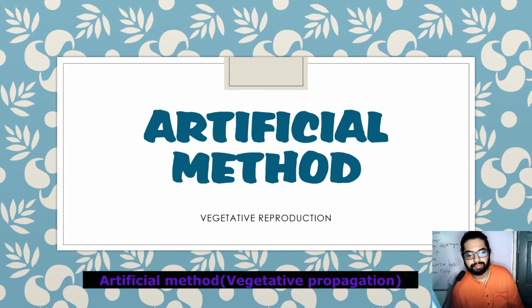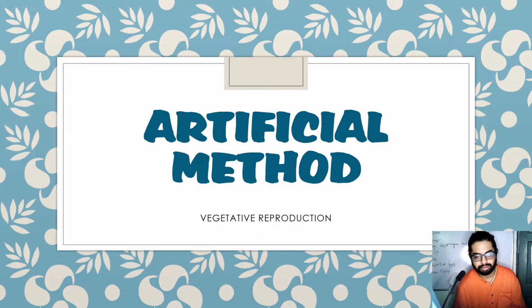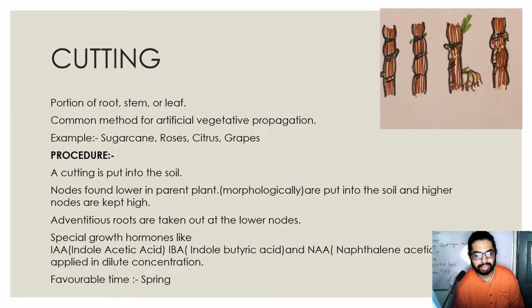In this video, I will discuss artificial methods of vegetative reproduction. There are different methods like cutting, grafting, budding, and layering. Let's talk about cutting first. It is a portion of the root, stem, or the leaf, a common method for artificial vegetative propagation, and it is found in sugarcane, roses, citrus, and grapes.